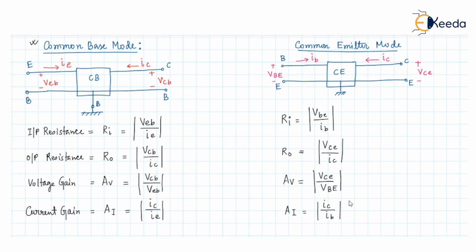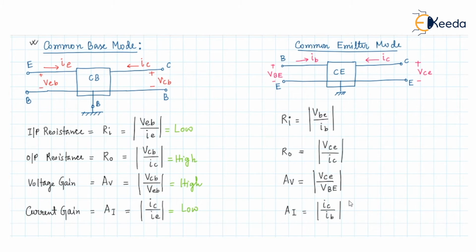the input resistance of the common base has a very low value, and the output resistance has a very high value for the CB connection. The voltage gain here will be a very high value, and the current gain has a very low value.